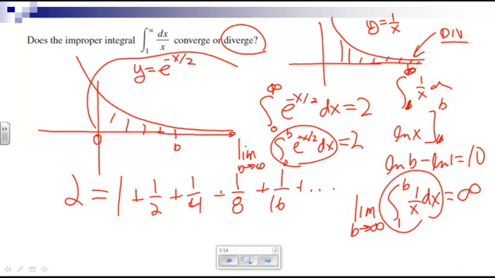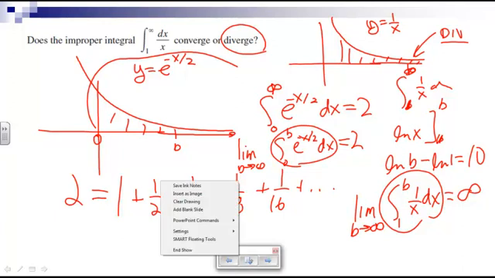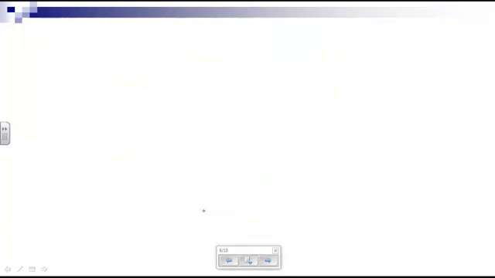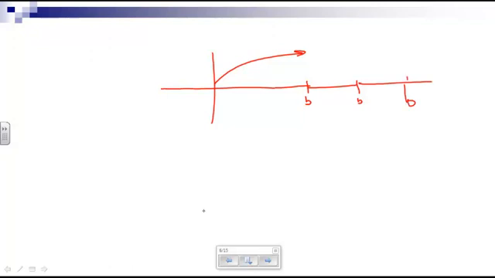Well, Candace came up with a really good rule. Candace's rule was that this particular graph is going to be divergent, because as b moves closer and closer to infinity, there is always more area that's being added on. Well said.